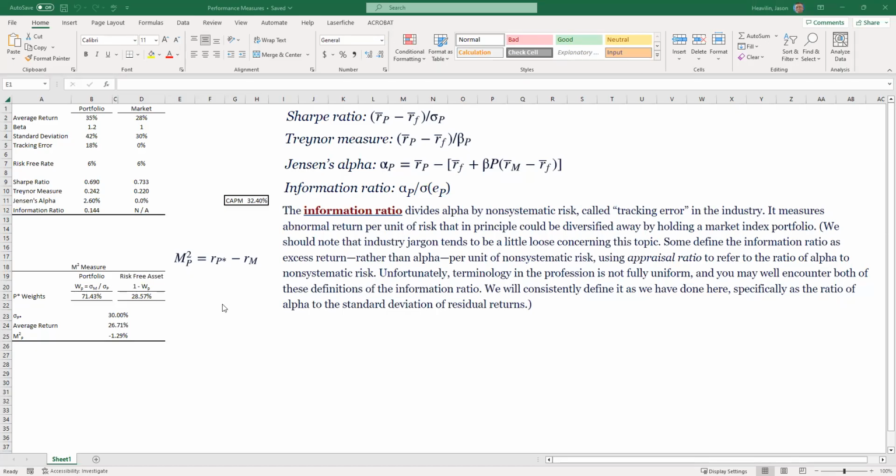In this video, we are going to talk about portfolio performance measures. We are going to cover these formulas here: the Sharpe ratio, Treynor, Jensen's alpha, the information ratio, and the M2 measure.